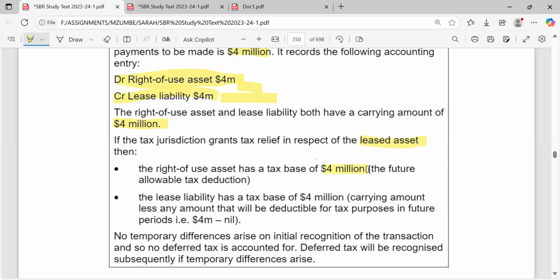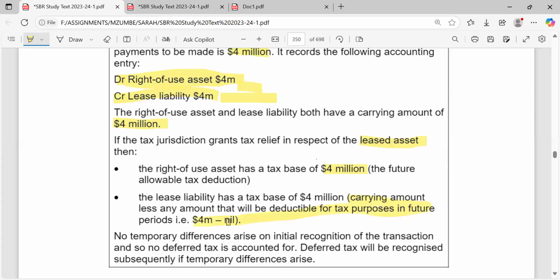Of course, this is what we do even for a normal asset. When you purchase the asset, if the carrying amount is 4 million in the books at the very beginning, the tax base is also the same, though the depreciation rates may differ. But at the start it should be 4 million again, right? So this is what would happen. But also the lease liability has a tax base of 4 million, which is obviously in there, right? The carrying amount, less any amount that will be deductible for tax purposes in the future, right? In your case, nothing has been specified that it will be deductible for tax purposes in the what? In the future. This is just the normal definition of the tax base of a liability, right?